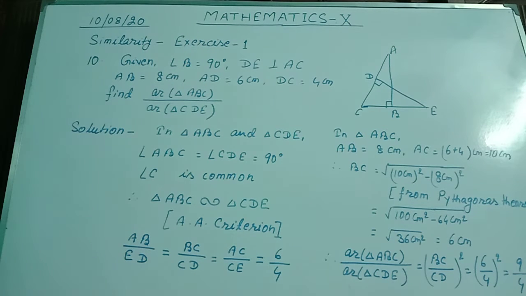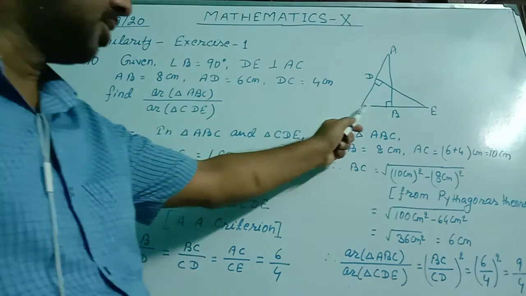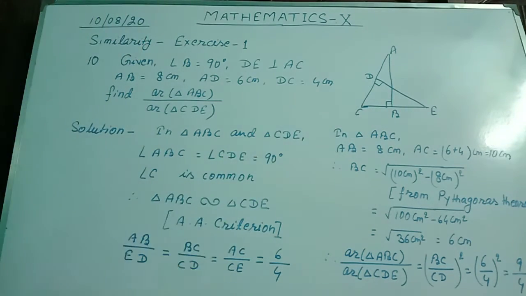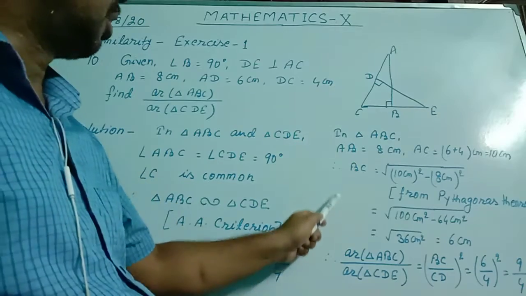AB and ED both are perpendicular, so those two are corresponding sides. BC and CD are the bases, so these two are corresponding sides, and hypotenuse AC and hypotenuse CE are corresponding sides. So the ratios of the corresponding sides are equal. I wrote AB by ED equal to BC by CD equal to AC by CE equal to how much, we don't know. For that we come to this part.